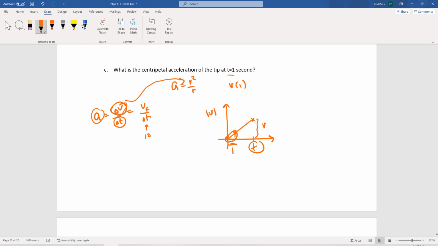The other thing you could do is say, okay, well, this is a linear function, so it has to look like v equals a number times t, and that number is the acceleration, which I think you found previously. And then put in the 1 second to get your speed and into your centripetal acceleration at 1 second.